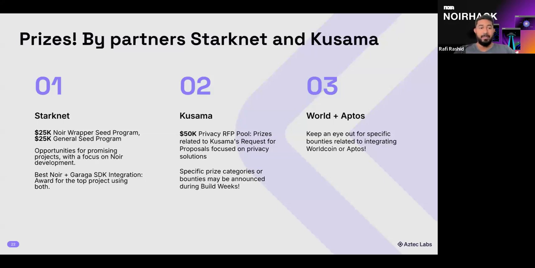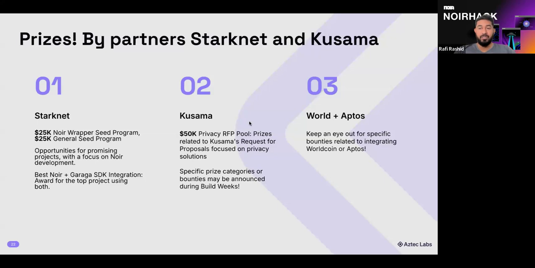just like our grants would. Kusama has also allocated a 50K RFP around privacy that we'll share in the program during the build weeks. If your project tackles any privacy related challenges in their ecosystem, definitely look into this. There'll also maybe be some more specific bounties shared and named prizes in the build weeks.